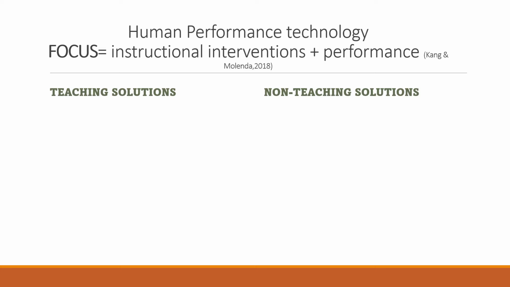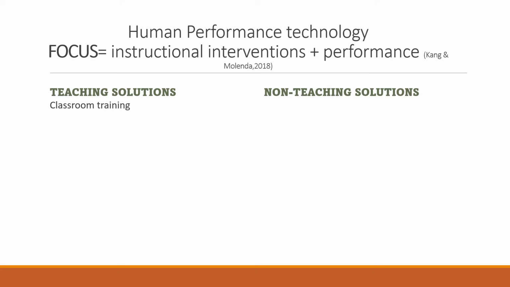Human performance technology offers the possibility of solutions that can go beyond training and instruction and focus on instructional interventions as well as overall performance. We will look at how to improve teacher performance using educational technology and how to improve student performance in regards to motivation and engagement. Interventions are a proposed or purposeful act intended to improve performance. Let's look at two different types.